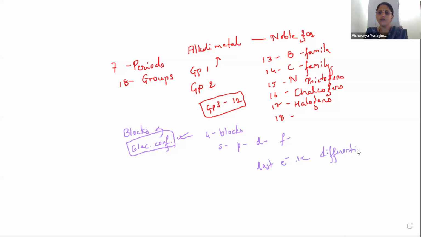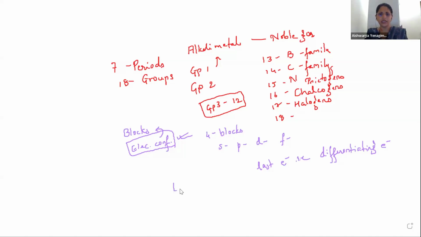We call it the differentiating electron, the last electron. Depending upon the type of atomic orbital the last electron, or the differentiating electron, enters, the elements fall into these 4 blocks. That means if the last electron is entering into s orbital, it falls under s block.